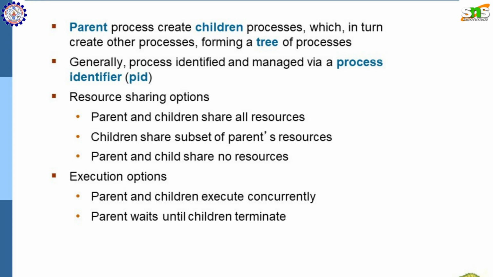And there are two execution options. One is that the parent and children execute concurrently, meaning that at the same time parent and children can be executed. And the second method is that the parent waits until the child terminates. Then only the parent process will be executed. So these are the two methods of execution.